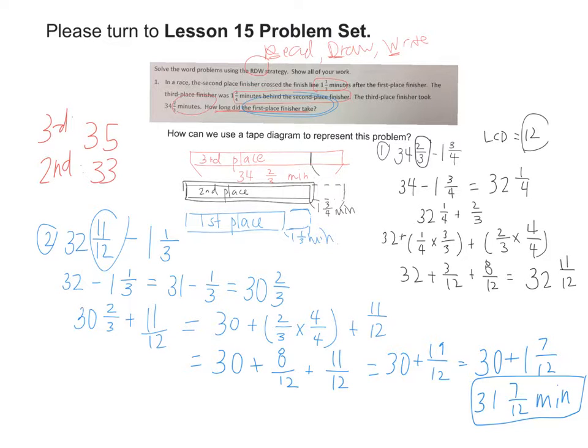First place was 1 minute and 1/3 minute faster, which is pretty close to what number? 1. So how fast should the first place runner have done it? Around 32 minutes. Is that close to our answer? Yes. So we're pretty sure that our answer is reasonable.